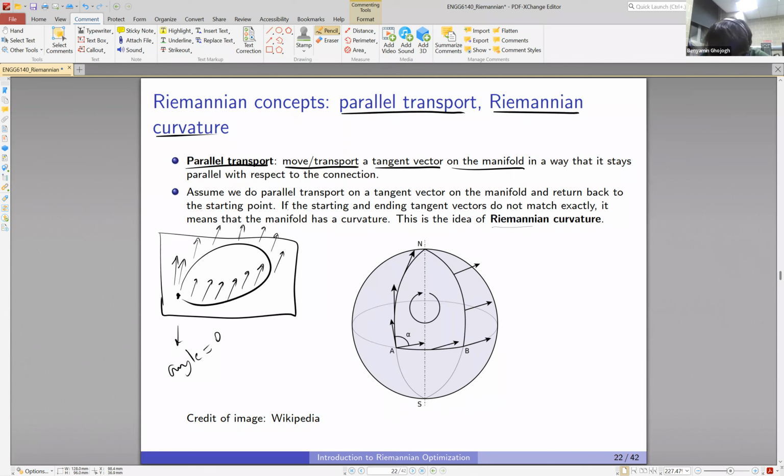So this is the concept that Riemann found out, and it's called Riemannian curvature. So assume we do parallel transport on a tangent vector on the manifold and return back to the starting point. If the starting and ending tangent vectors do not match exactly, it means that the manifold has curvature. This is the idea of Riemannian curvature. Okay.